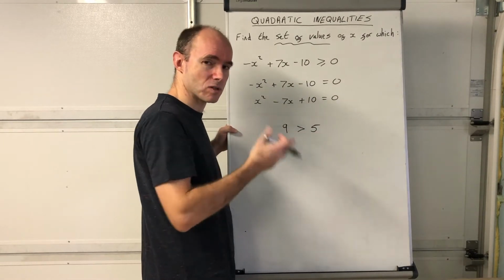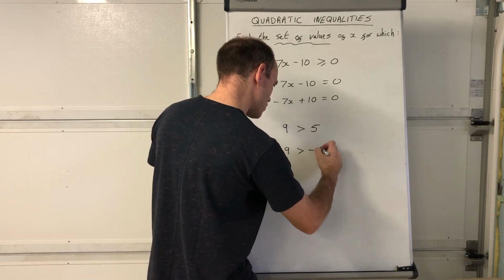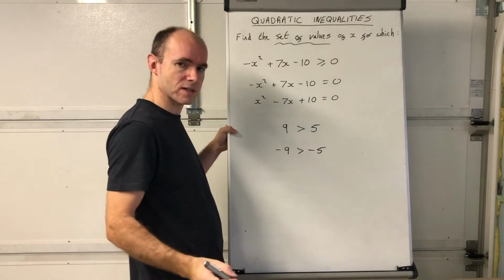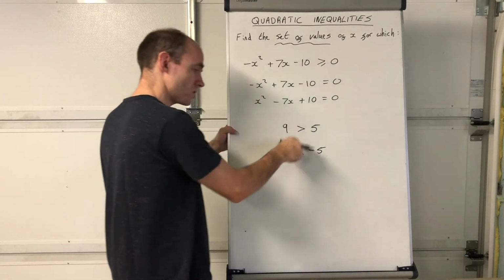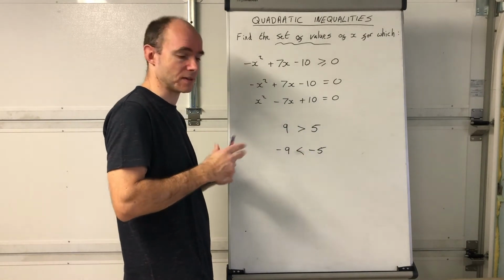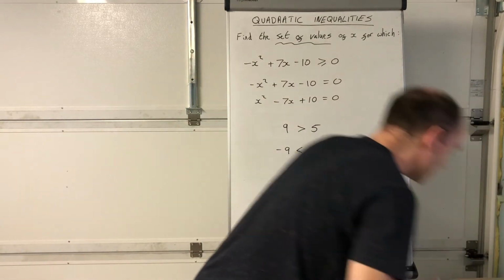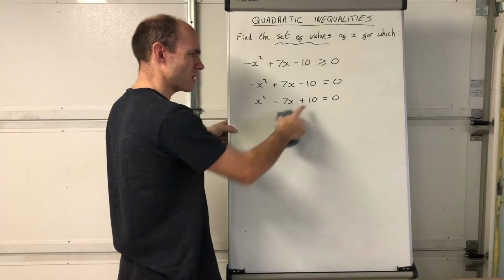It always works. But as soon as you multiply by a negative number, like -1, is this true? Is -9 greater than -5? No, it's not. The rule is you change the inequality around if you're going to multiply the inequality by -1. I just thought I'd throw that in there. It's only best to multiply by a negative value when you've got an equation.